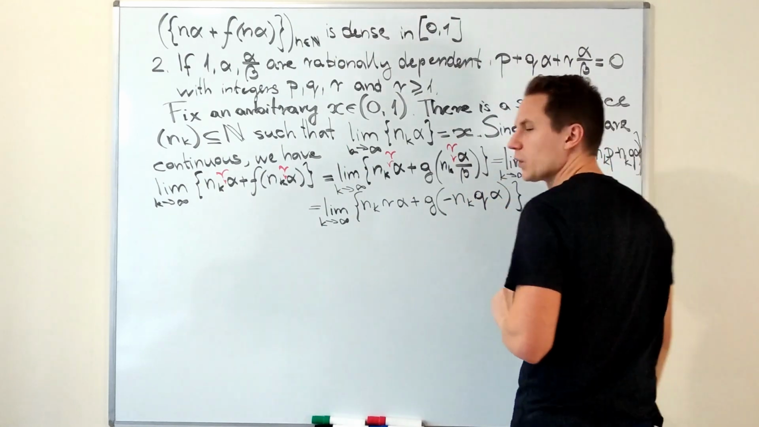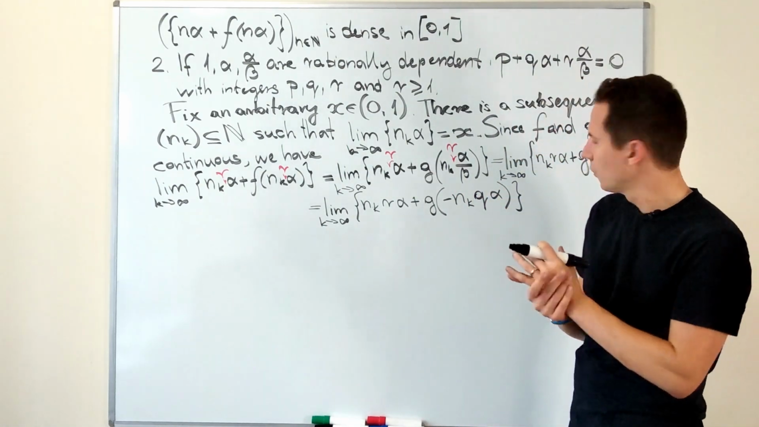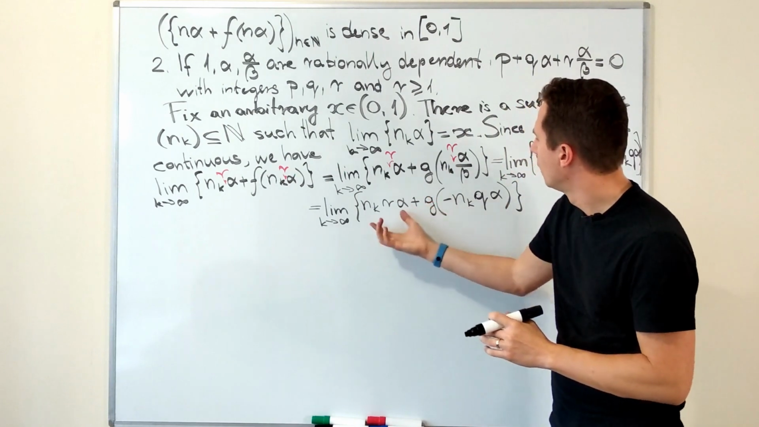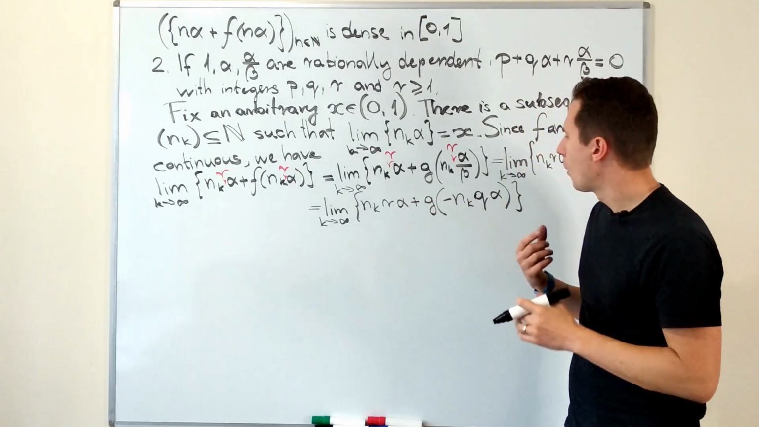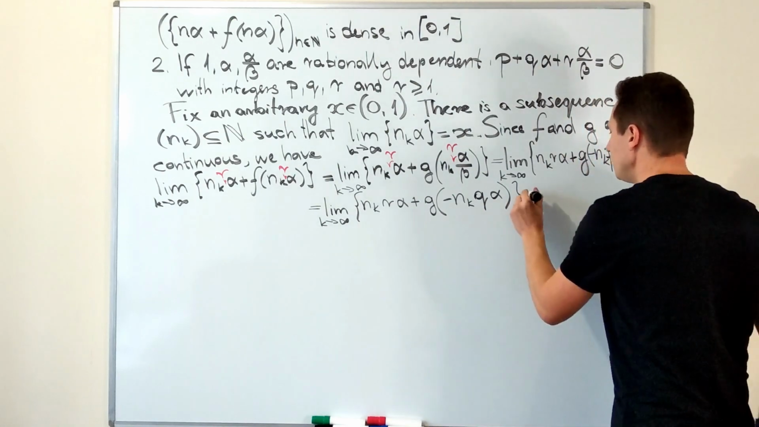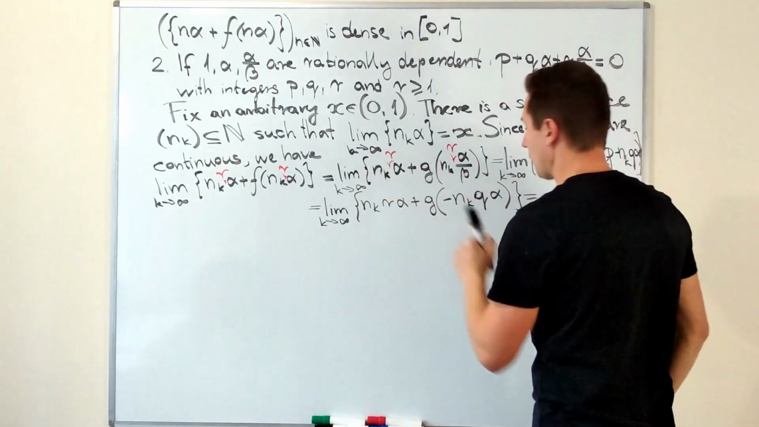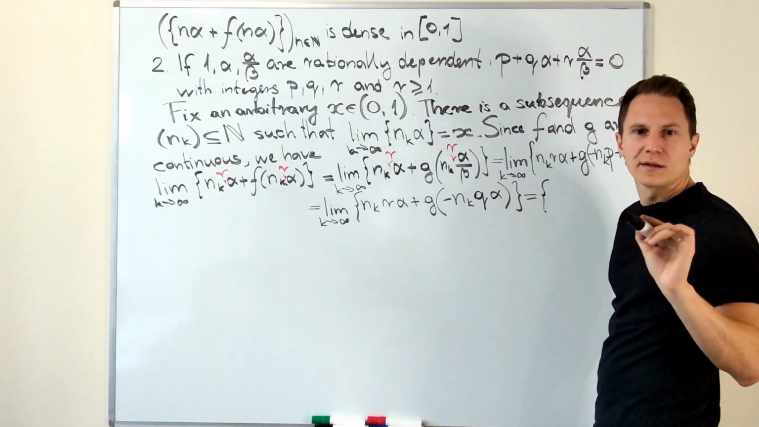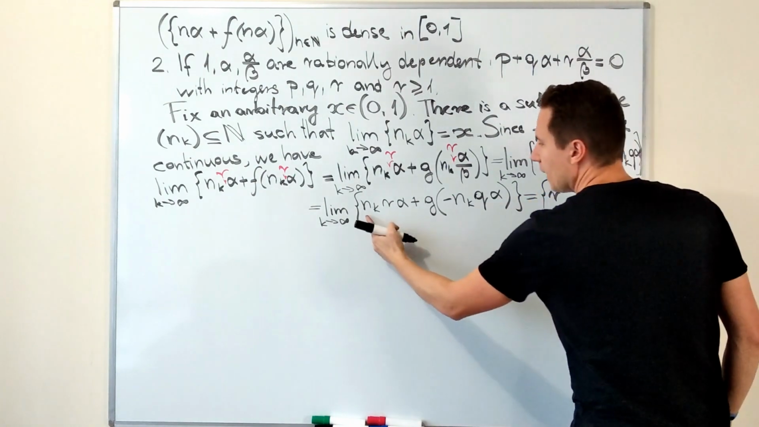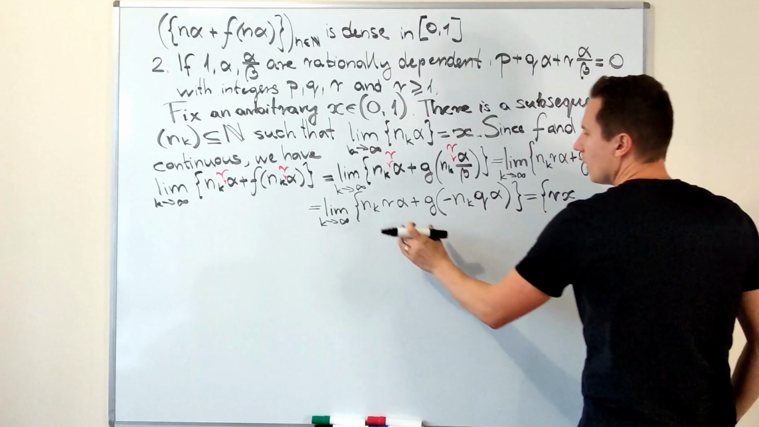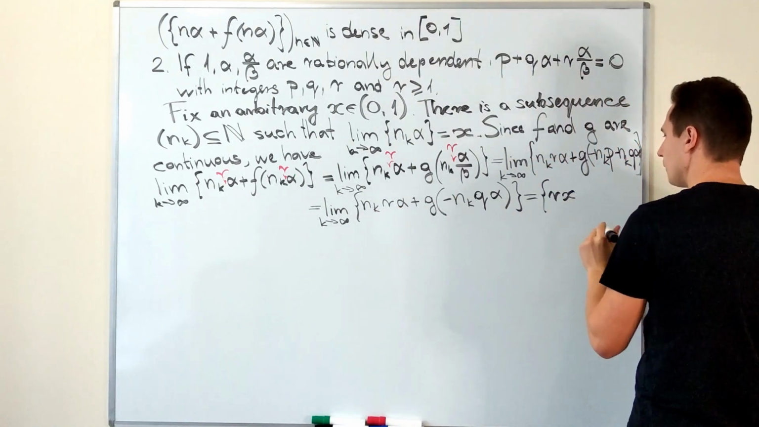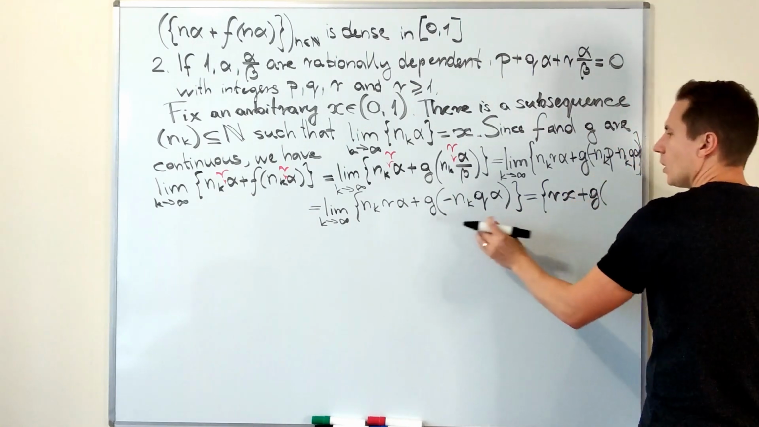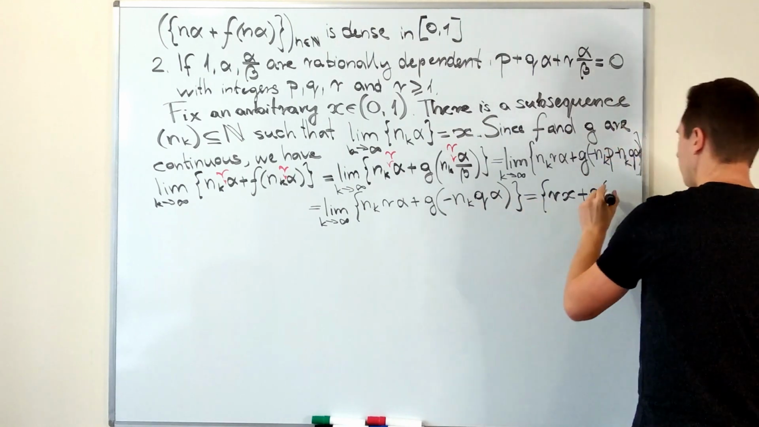Okay, so that was our goal here, to have n sub k times alpha in both arguments, because now we can use that g is continuous because f was continuous, and this limit turns out to be the fractional part of r times x, right? Because n sub k times alpha tends to x, so r times that tends to r times x, plus g of minus q times x.